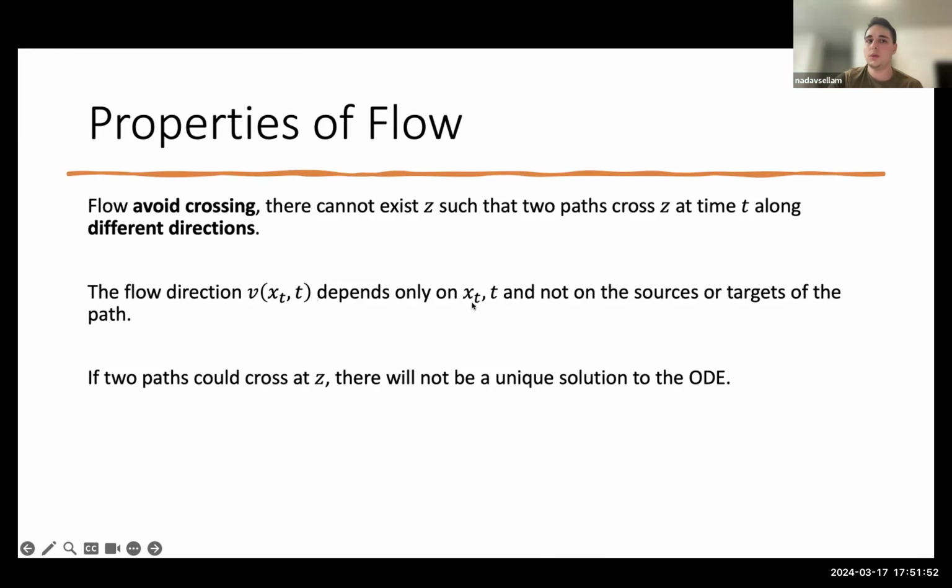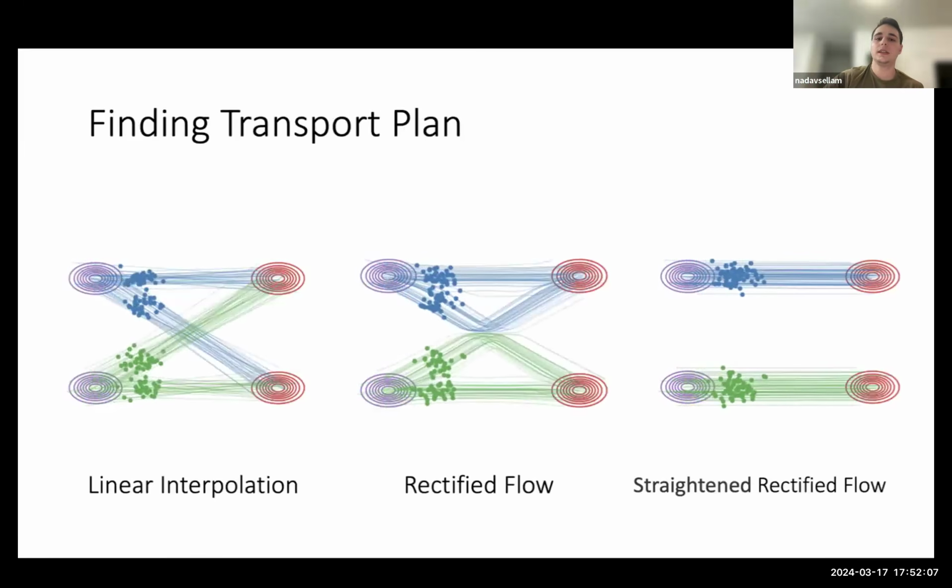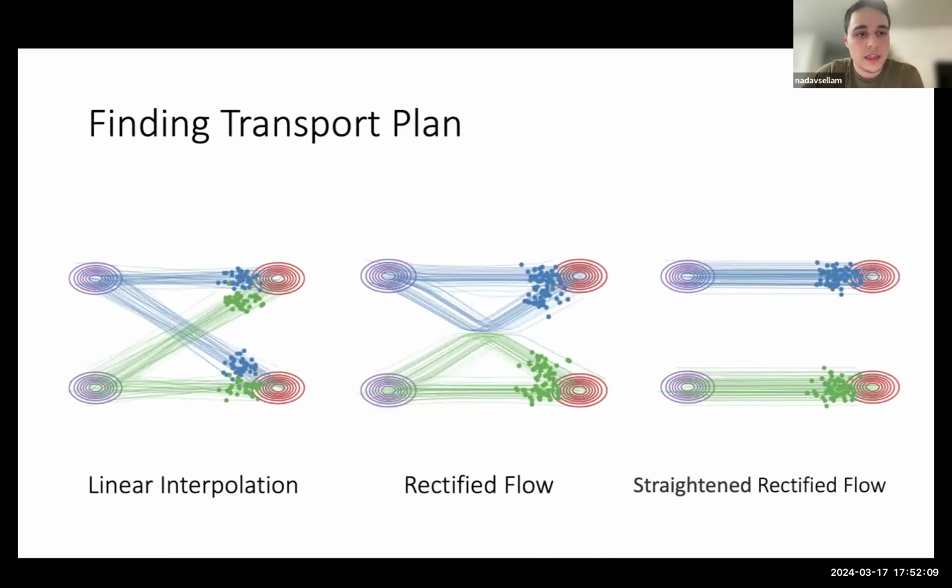It's an ODE. We don't add any Gaussian or other type of noise. So at each point, we go in a single deterministic direction. So we cannot go in a point in the middle and end up in two different points. So because the flow avoids crossing, what we would get is behavior that looks like this.